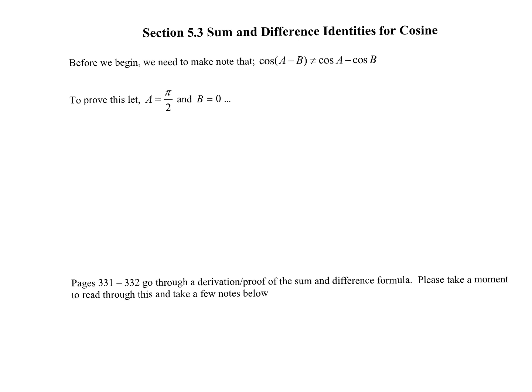Okay, so 5.3 is about sum and difference identities, but just for cosine. The next section does it for sine and tangent. So first of all, we're going to use a formula that expands cosine of a plus b or a minus b, but I need to know off the bat that this does not equal this.